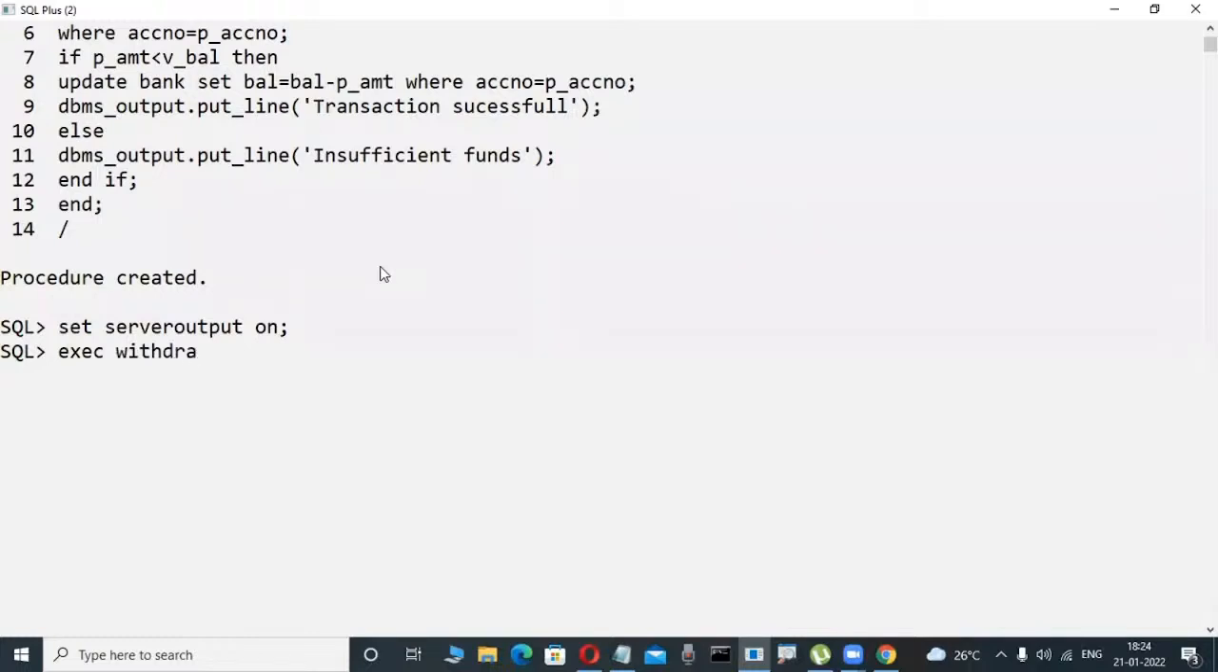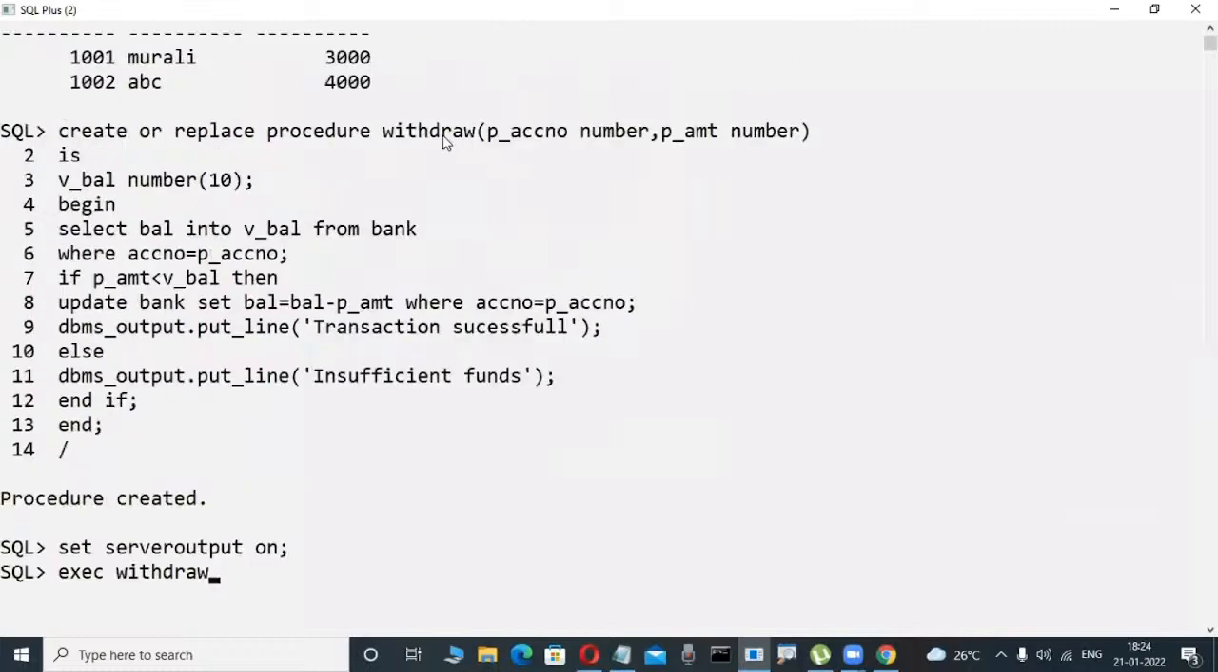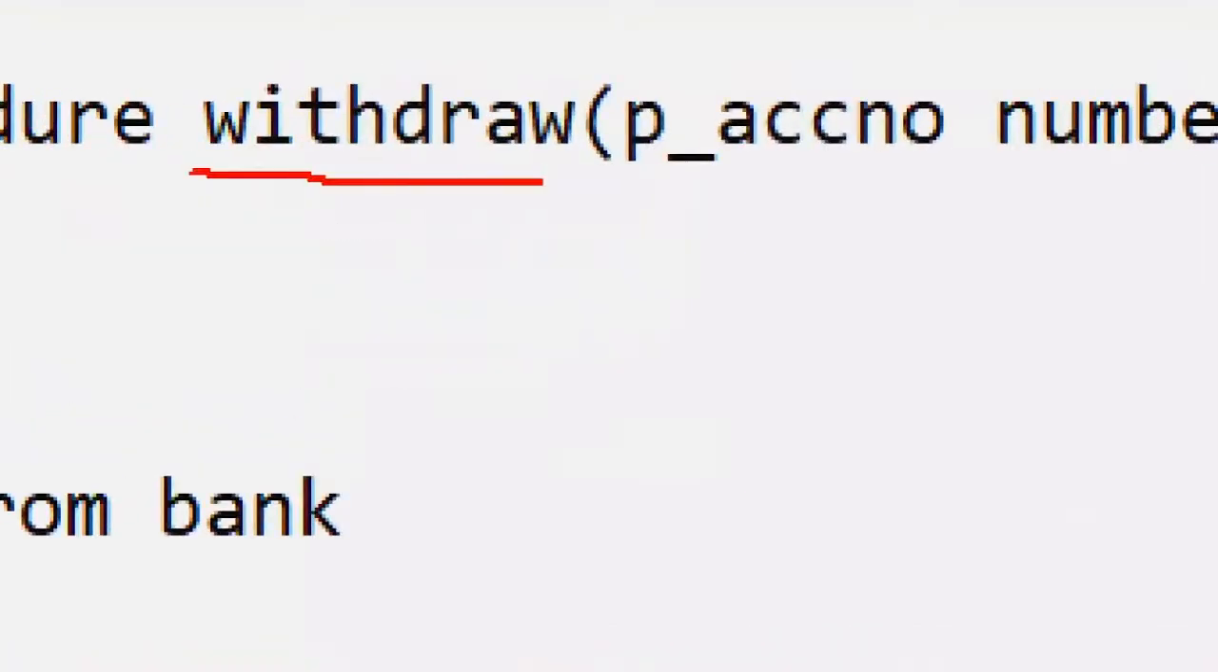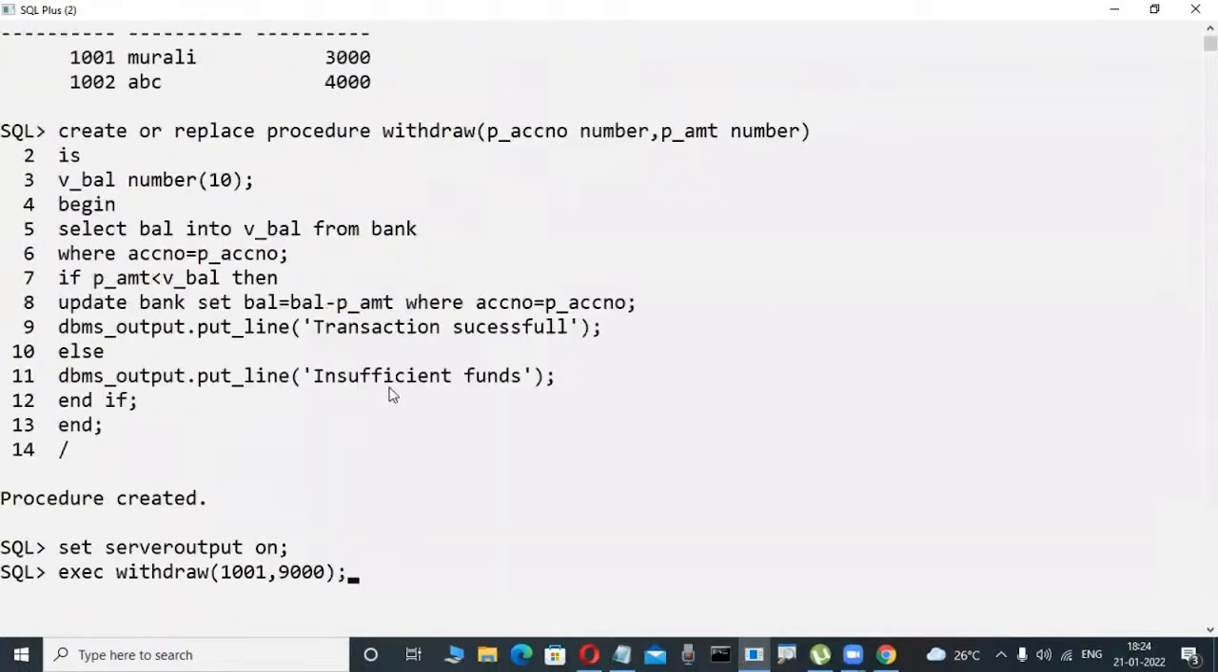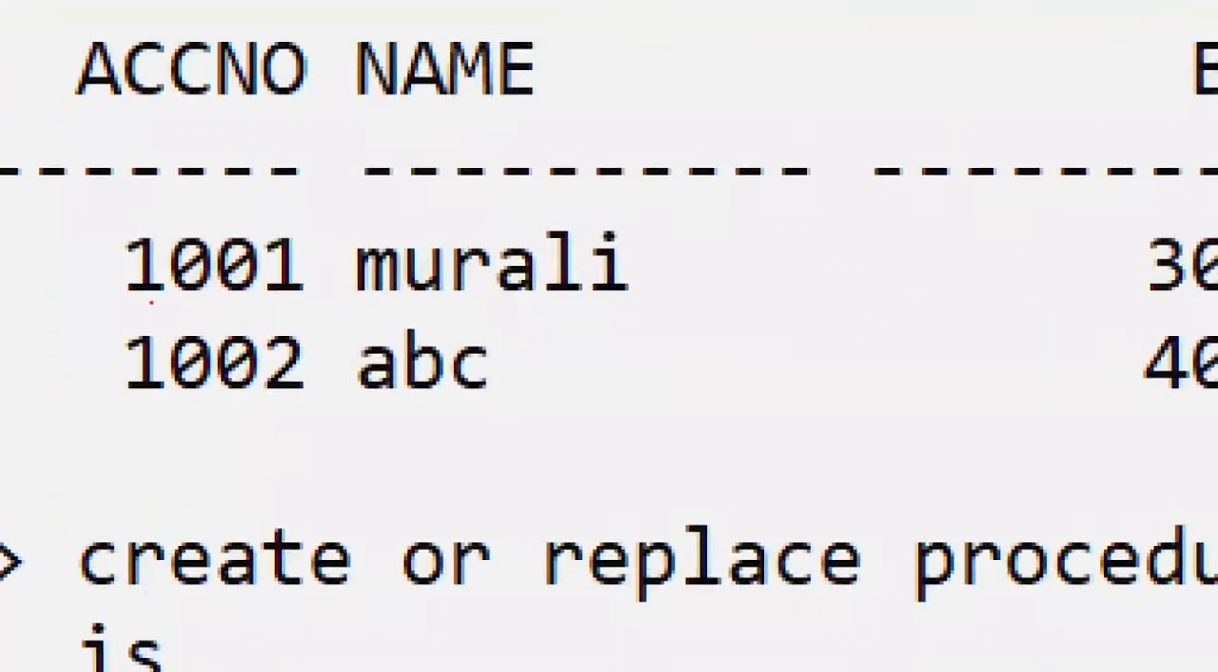Even if you don't have an idea what all these things are, just observe it here. Withdraw is there or not? That is the name of my program I'm giving. Okay, fine. Here I'm passing my account number 1001, comma, and I try to withdraw 9,000 rupees, for example. Observe here. My account number in this table, slowly observe it here.